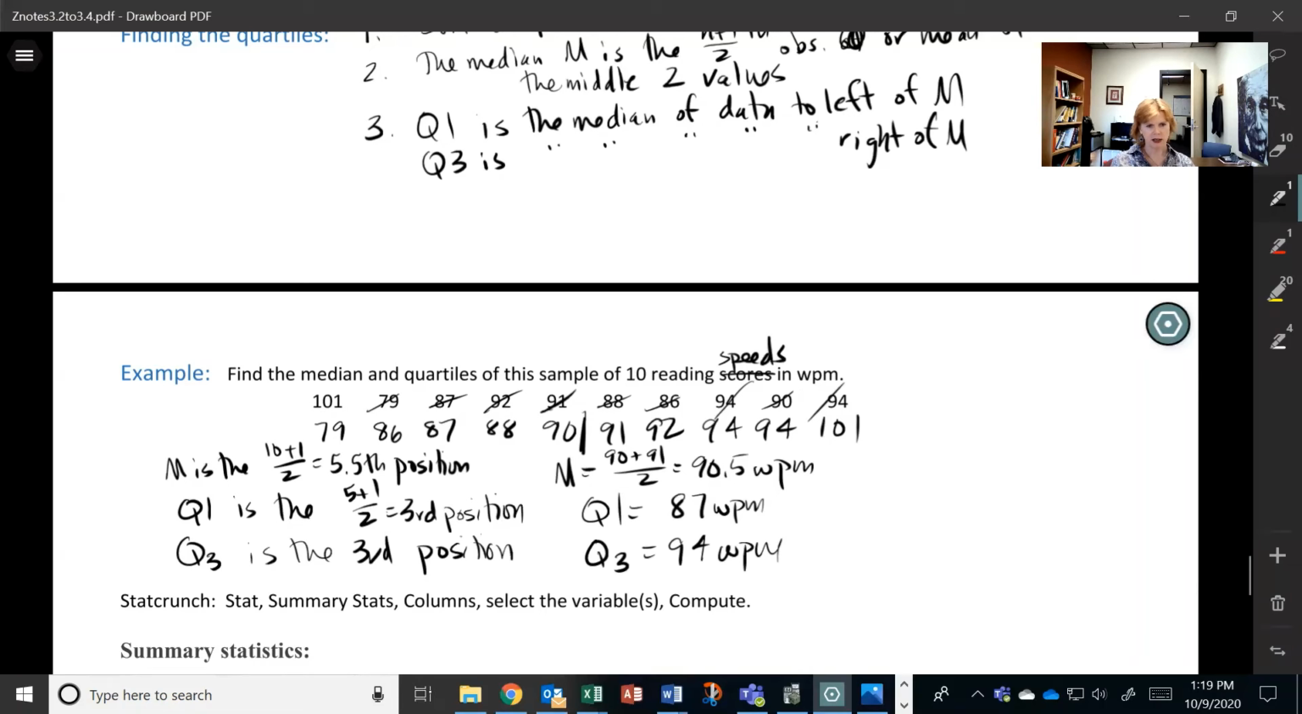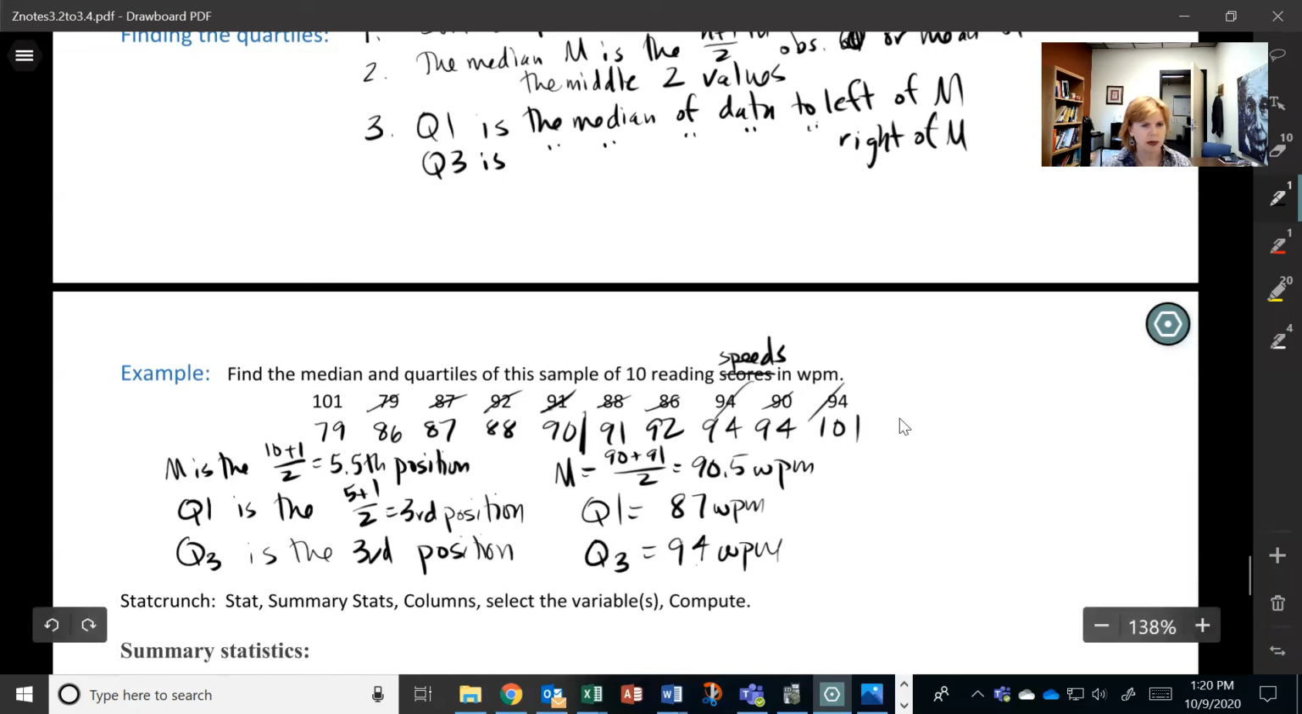So when I see these, I would say, okay, Q1, 87, well, about a fourth of the students read fewer than 87 words per minute. About half of the students read less than 90.5 words per minute, and about 3/4 read less than 94 words per minute.